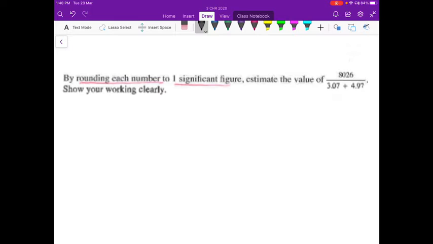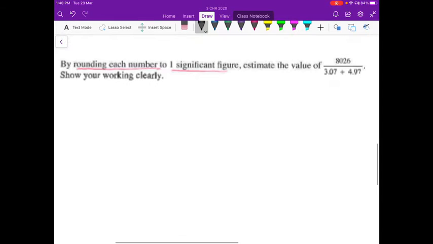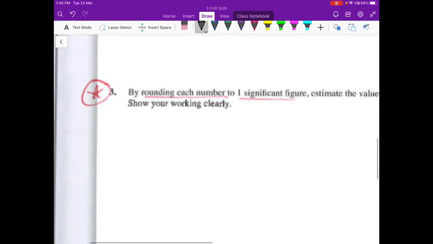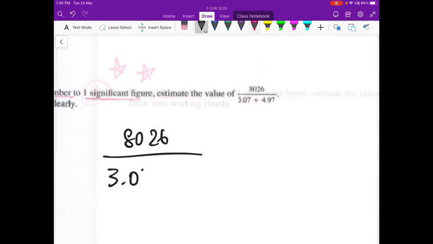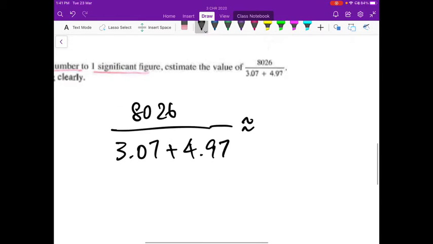Okay, last question on this page. By rounding each number to 1 SF. 8,000 and 4.97, is it? Okay, first number, round off to 1 SF. Circle the second SF. Since it is less than 5, we just have 8,000.